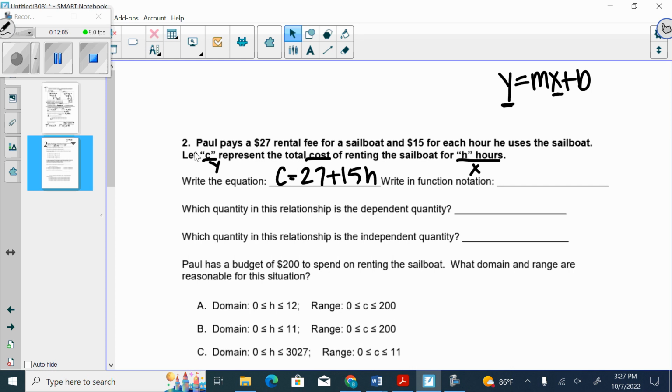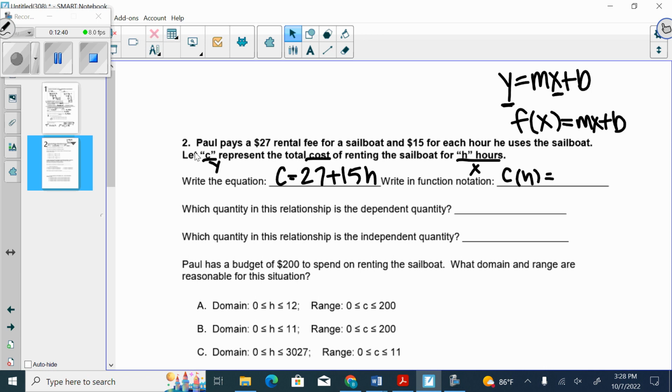Okay. Then it says to write it in function notation. So same equation, but in function notation. Remember, function notation is when we put it as f of x, right? Okay. So what letter is x again? H. So that would mean inside the parenthesis I should have an H, right? Which means the letter in front has to be the other letter, which is the C, right? But it still equals the same rule, right? F of x still always equals mx plus b, right?